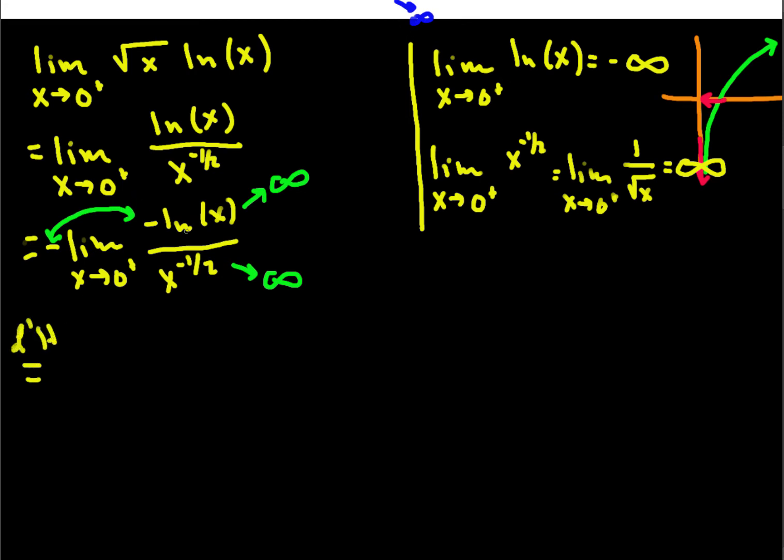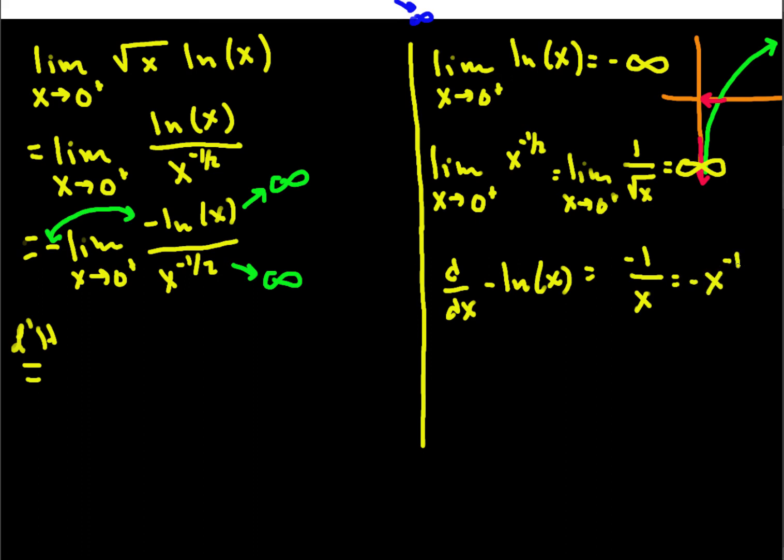well, I need to compute what the derivatives of these guys are. So the derivative with respect to x of negative ln of x is negative 1 over x, or if you will, negative x to the negative 1. Whereas the derivative with respect to x of the denominator is equal to negative 1/2 x to the negative 3/2.